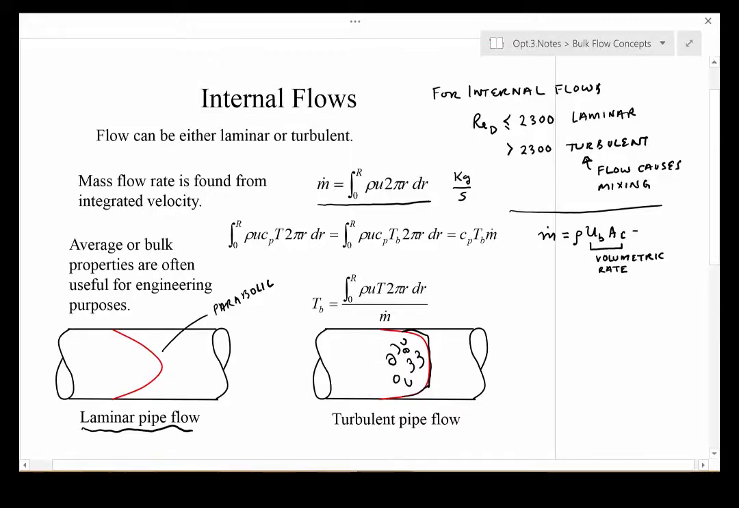In an integral sense, because u is in fact a function of r, we know that this is the integral of rho u(r) dA_c, where dA_c is the differential cross-sectional area. And we know that dA_c can be written as 2 pi r dr.